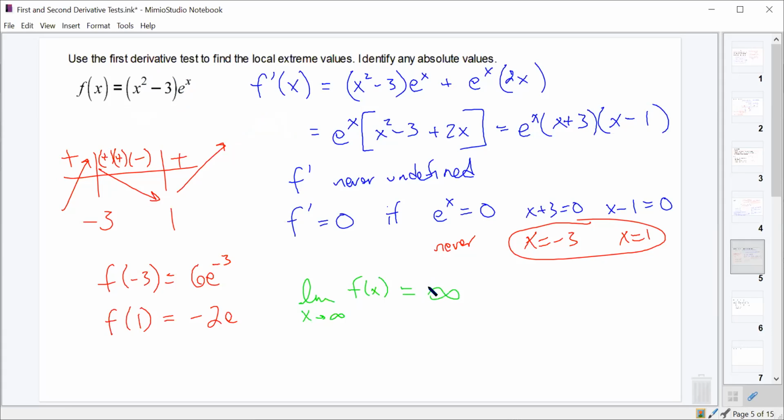Infinity. So we know that as x gets larger, our function increases without bounds. So we're going to go way past 6e to the -3 if we're going towards infinity. So definitely this is just a local max at x equals -3, not an absolute max. What about the limit as x approaches negative infinity of our function?